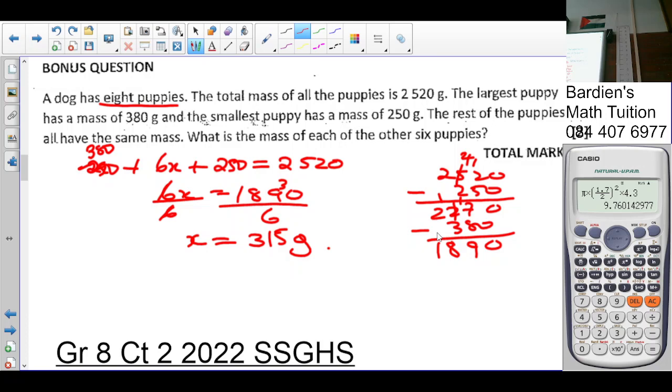To my surprise, many of you got this one right. It's a fairly simple bonus question. People, any other confusion or query about the questions that we have completed? It was a nice paper. I'm glad you enjoyed yourself with the paper.